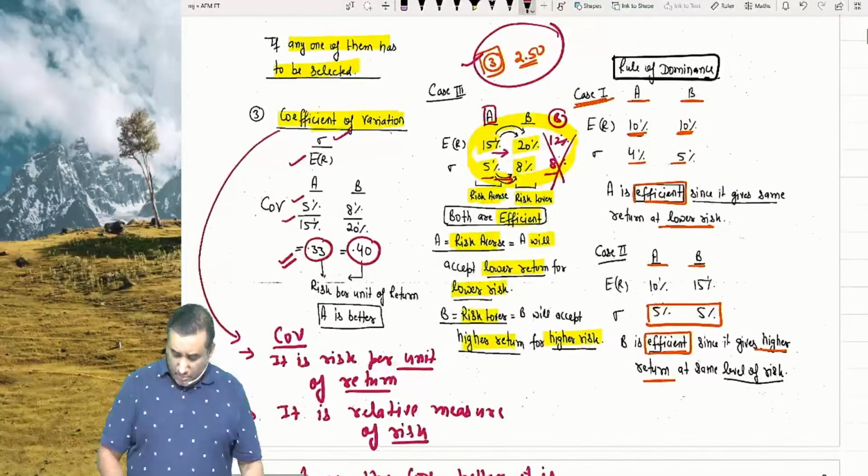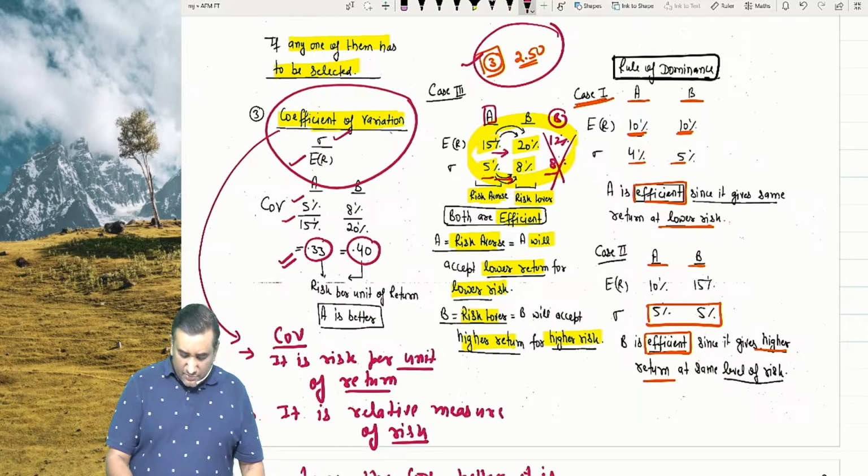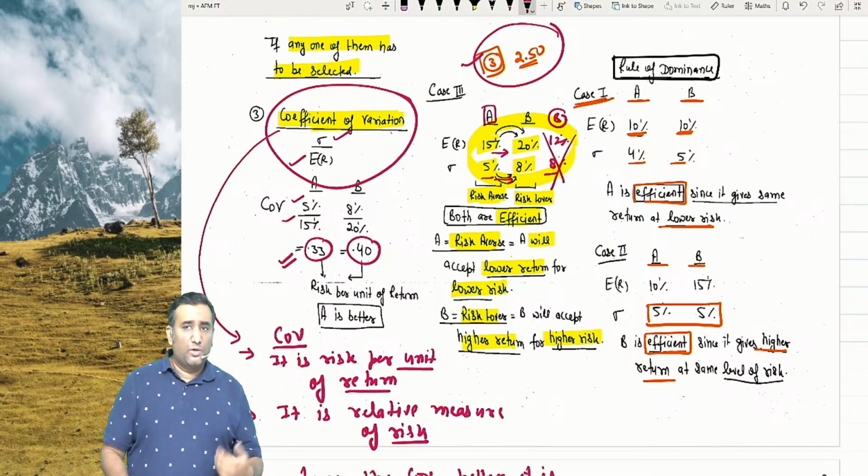Then we talk about this, I'll talk about it in the sheet only. Coefficient of variation, in fact, is one. Variance is basically standard deviation squared. Coefficient of variation is standard deviation divided by expected return.